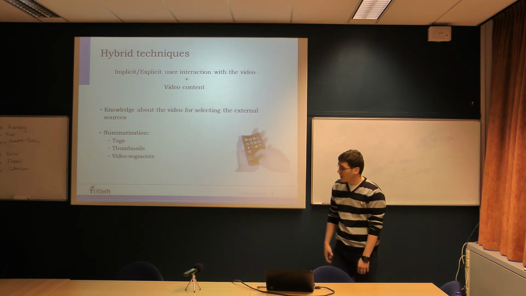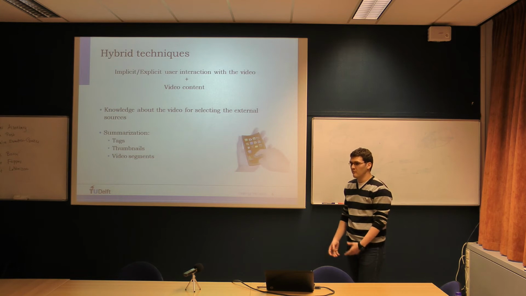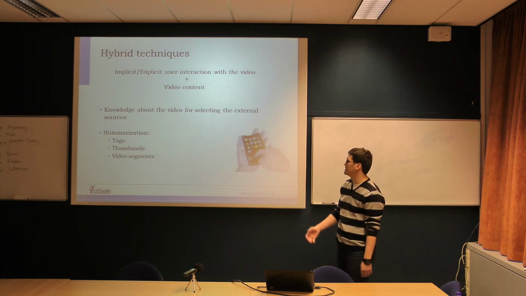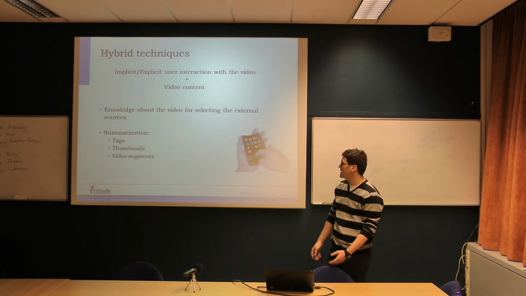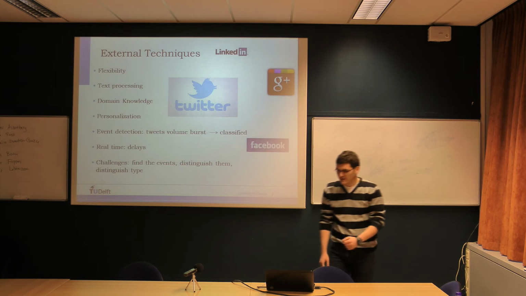Explicit interaction is the interaction in the form of talking about that event, so match reports, for example, or blogs, things like this. Also, domain knowledge is used to select the external sources, and summaries come in the form of tags, thumbnails, and video segments.